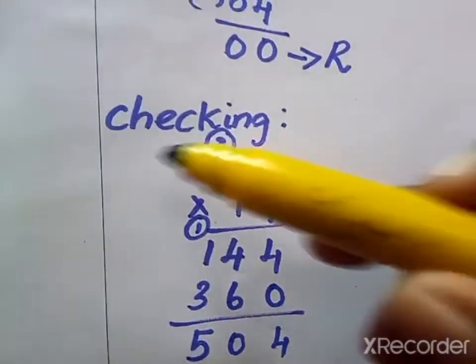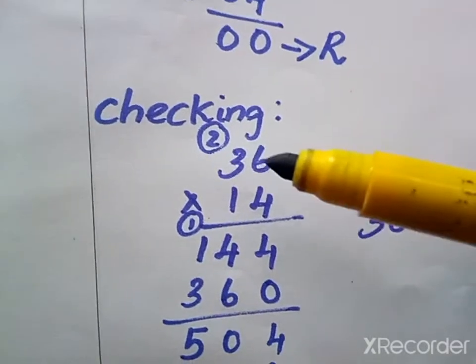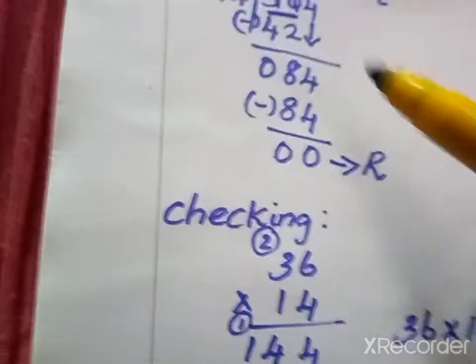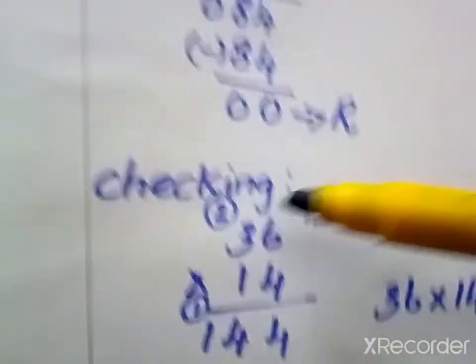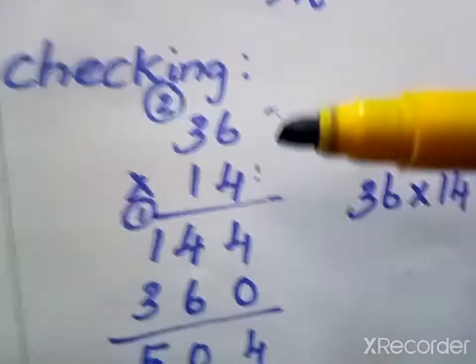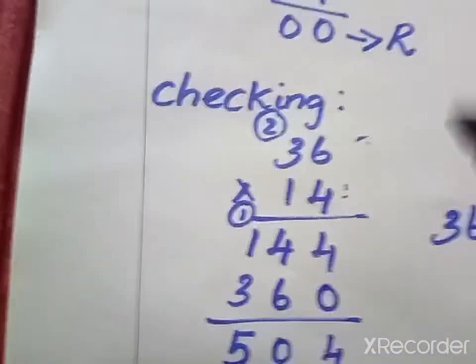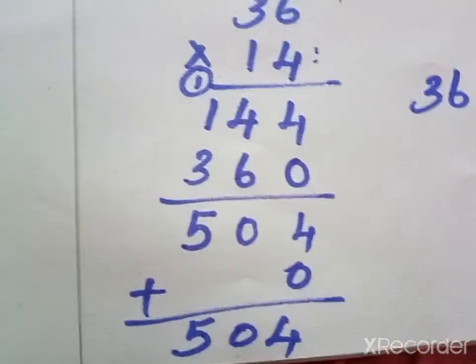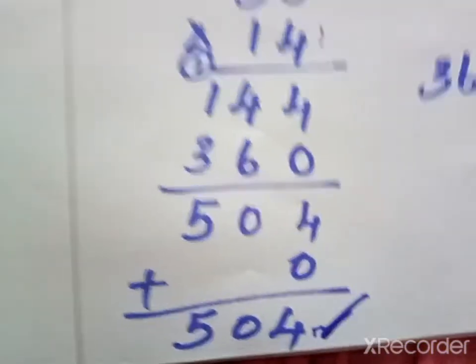So next we have to do our checking. So to check, what we have to do is we have to multiply the quotient with the divisor. So what is the quotient here? Yes, the answer is 36. That is the quotient. So quotient is 36 and the divisor is 14. So if we multiply that, we will get our answer as 504. So along with that, we have to add our remainder. So our remainder is 0. So if we add 0 with 504, we will get 504 as our answer.